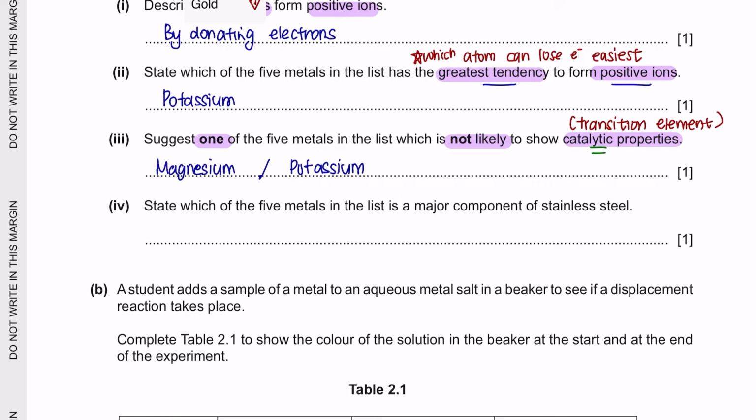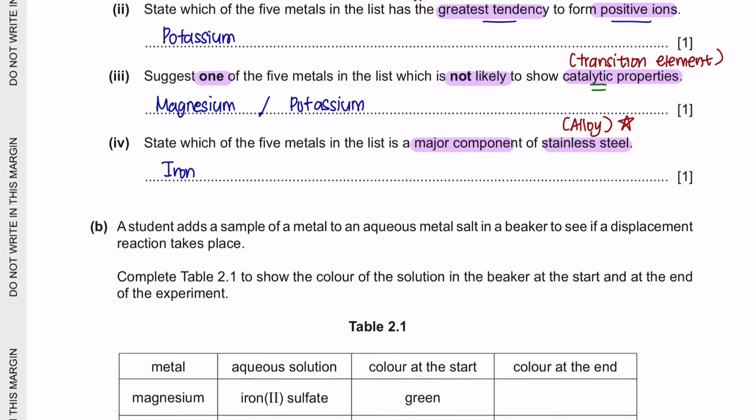Next, part 4. State which of the 5 metals in the list is a major component of stainless steel. Stainless steel is an example of an alloy, made up of iron with chromium and other elements, and the major component is iron.